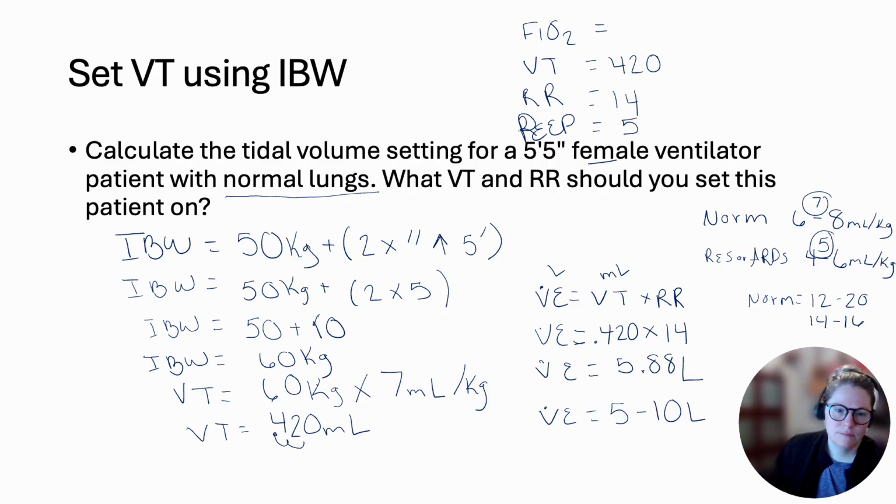FiO2, nothing in this equation says anything about hypoxemia or low oxygen. We might start this patient at an FiO2 of 40. Titrate down if needed, keeping an eye on their oxygen saturations. So that is how we would calculate to set tidal volume and ensure the patient is being ventilated.